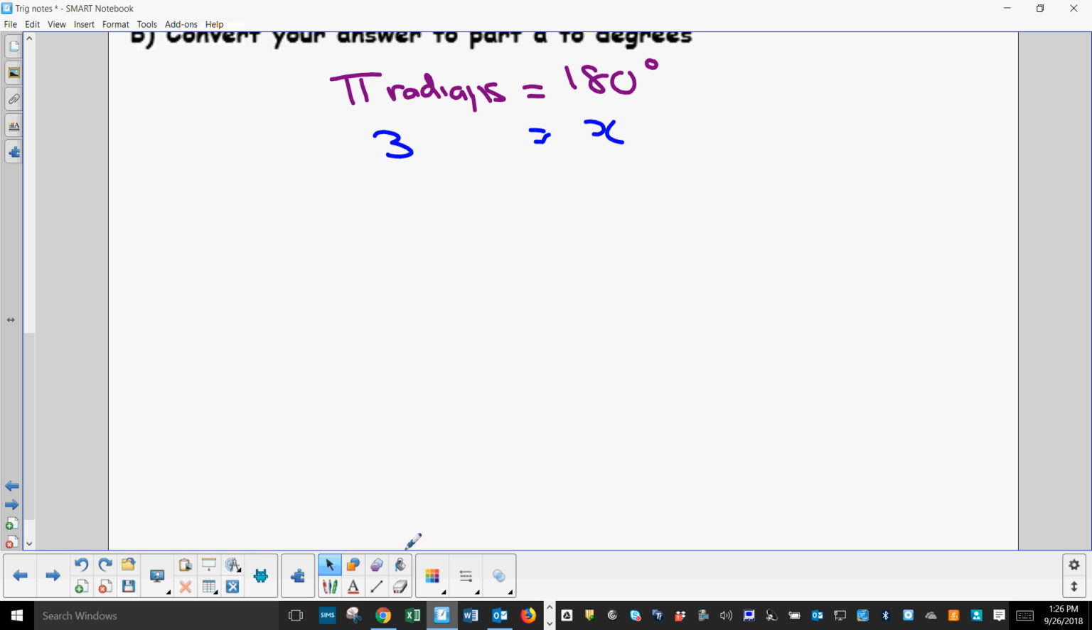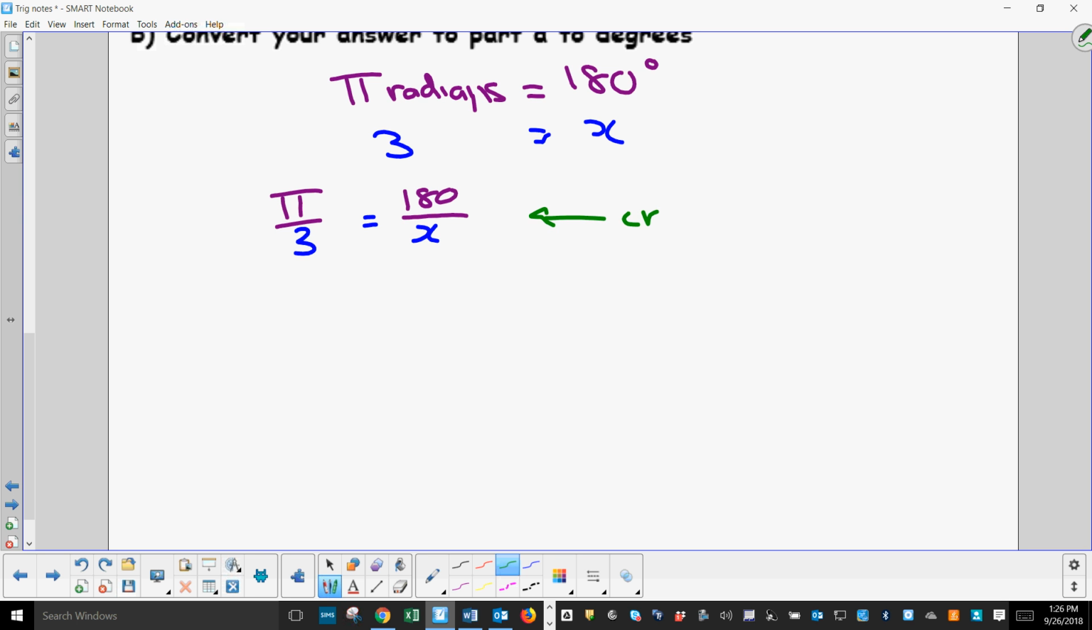Pi over 3 equals 180 over x. Then you can cross multiply and solve. Maybe let's make a note: cross multiply and solve. So pi times x is just pi x.